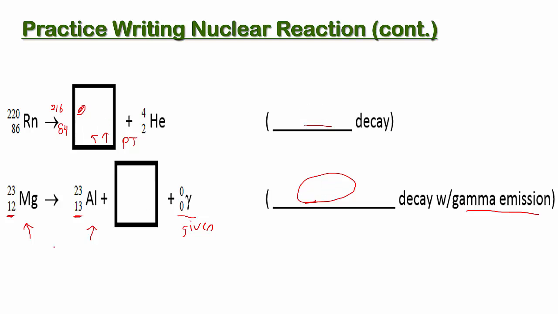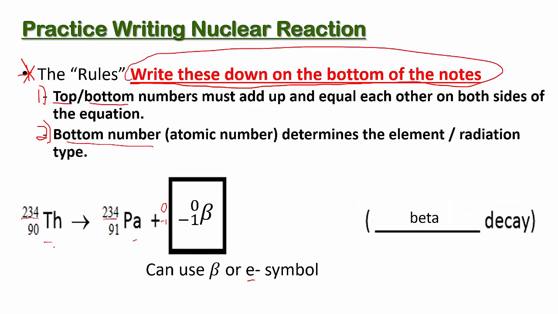So when we go back, first off, top numbers must add up to equal each other on both sides of the equation, and then the bottom numbers must equal each other on both sides. That bottom number, the atomic number, determines the type of element and that radiation type.